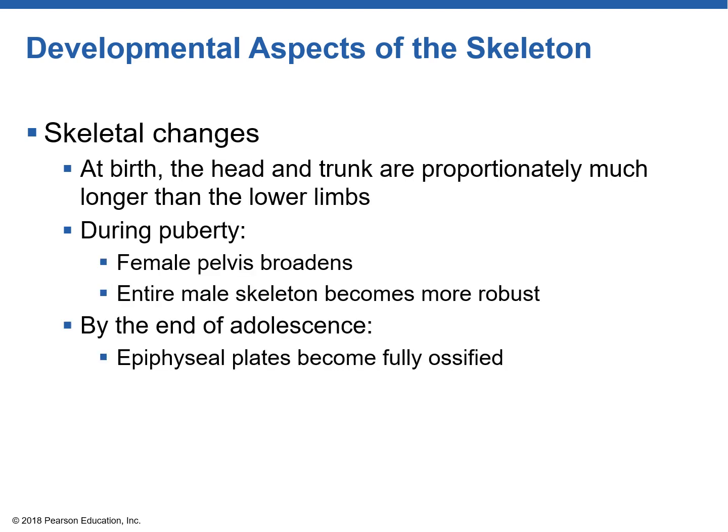At birth, the head and trunk are proportionally much larger than the lower limbs. Then during puberty, for the female, the pelvis will broaden and the entire male skeleton becomes more robust, and that's where they get broader shoulders, their hips go in. And then by the end of adolescence, the epiphyseal plates, which are your growth plates, become fully ossified.